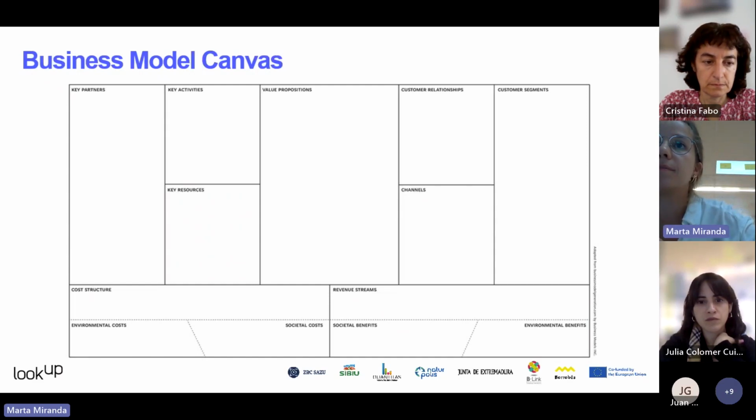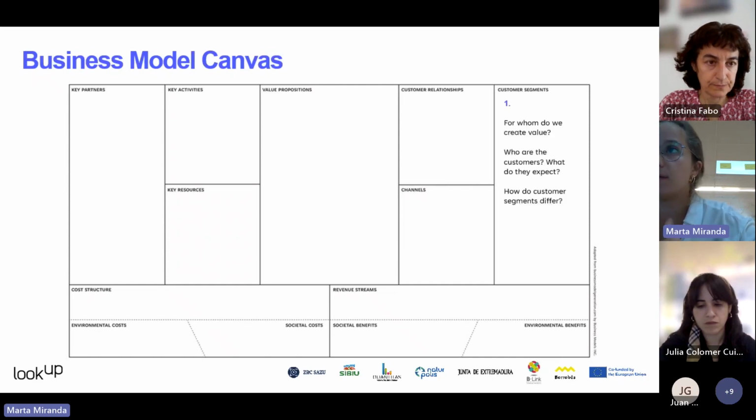We're going to fill it in order from one box to another, and we are going to complete this template with an example also. So if you have any doubt or any question, please just interrupt me. So let's begin. The first box we have to fill is the customer segments.